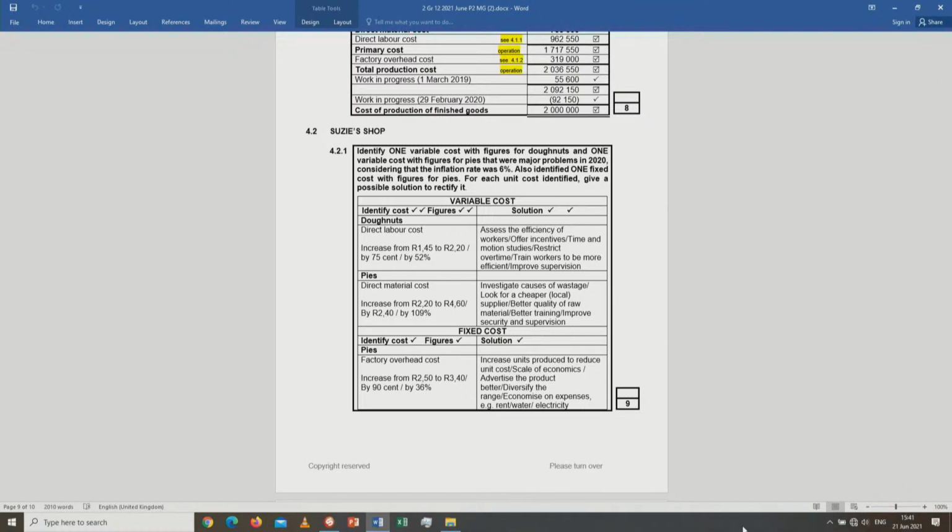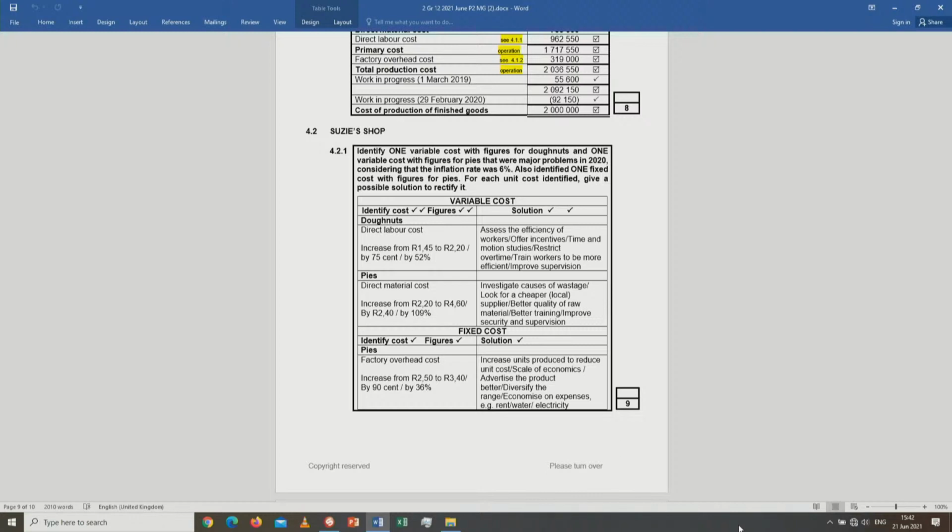4.2.1. Identify one variable cost with figures for donuts and one variable cost with figures for pies that were major concerns in 2020. Direct labor increased from R1.45 to R2.20. That's by 75 cents or by 52%. You must identify the cost, so 1 mark for direct labor and 1 mark for the figure and 1 mark for the solution. Assess the efficiency of the workers, offer incentives, time and motion studies, restrict overtime, train workers to be more efficient or improve supervision.